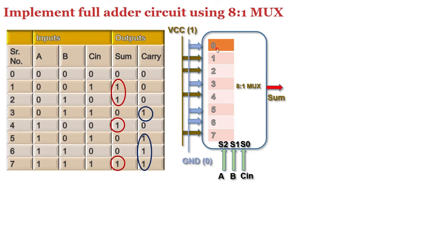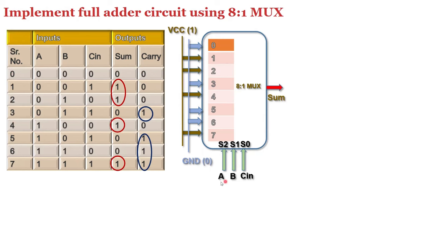Now, the other min terms which are 0, that is 0, 3, 5, and 6. So here you see the rows 0, 3, 5, and 6. The min terms are 0. So for logic 0, they have to be tied to the ground, that is logic 0. So this is how we implemented one of the outputs, that is the sum of the full adder.